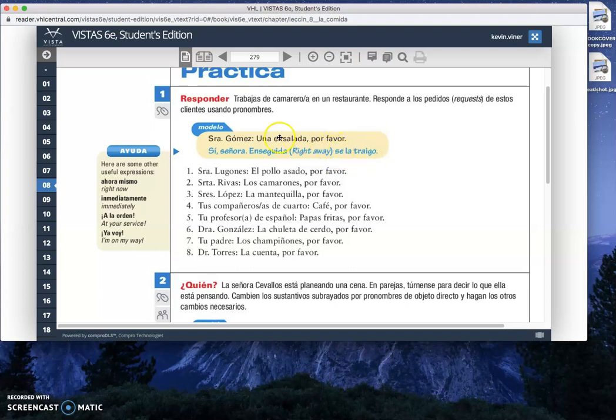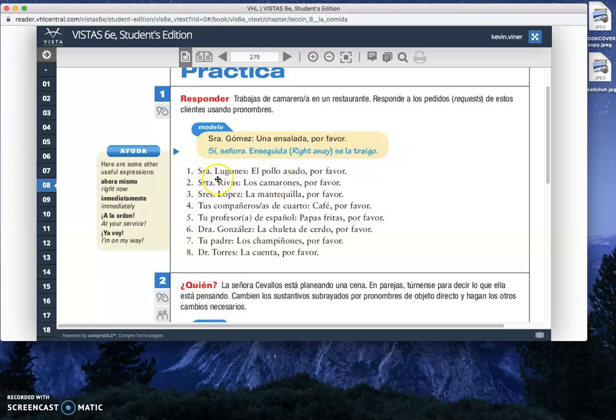The se is referring to le, right? A usted. And then la is referring to una ensalada. So to make this activity easy, we'll use this exact same structure, okay? We'll probably have to change these things, but we'll use the sí, señora, or the sí, señor, enseguida, whatever the pronouns are, and then traigo. ¿Vale? All right, here we go.